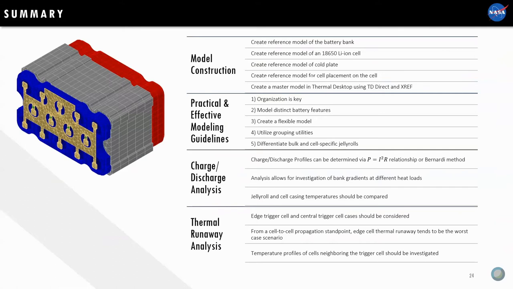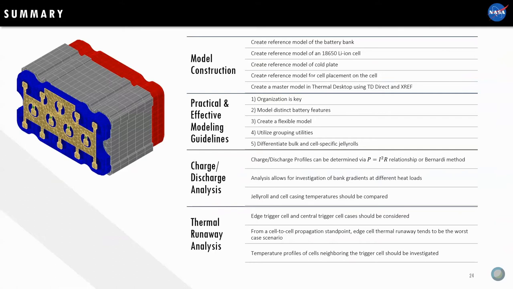Again, the first one, organization is key, making sure that you're keeping track of all of your cells, all of your banks, everything that's going on in your model. Model distinct battery features, you heard us talk about that a lot. Make sure that you have both the jelly roll and the cell casing in your model. Create a flexible model so you can reuse geometries and you can support frequent changes. Utilize grouping utilities so you can have easy access over any part of your model at any time. And differentiate between your bulk and cell-specific jelly rolls.